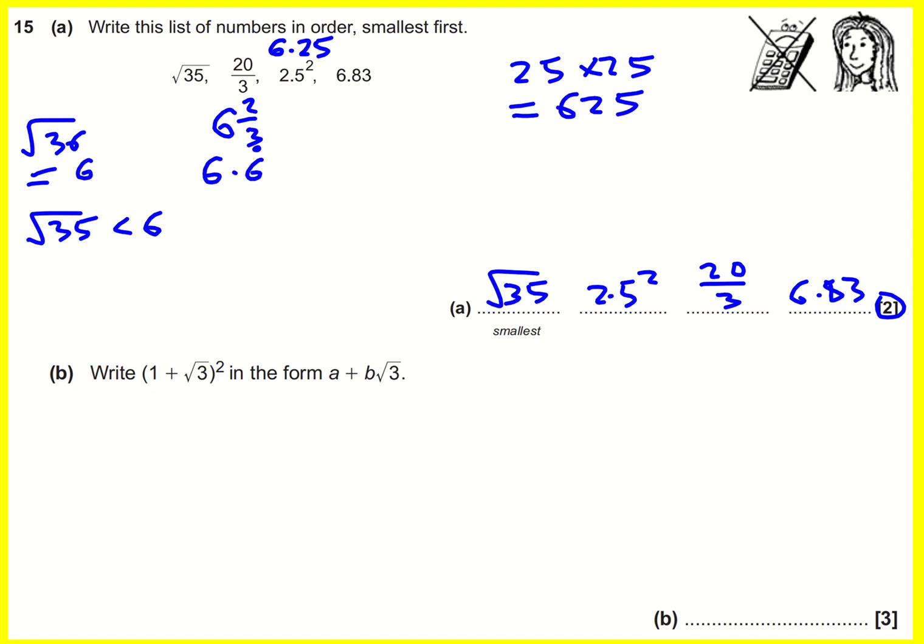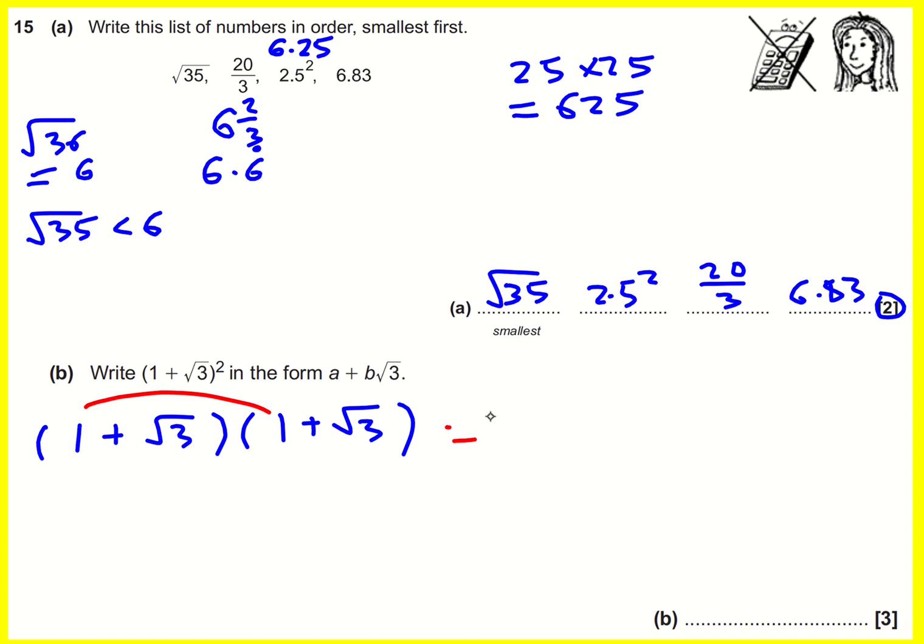Okay, now we've got a surd, and we're squaring it, and we're trying to write it in the form a plus b root 3. The key thing in this question is to remember, if we're squaring a bracket, we actually have a double bracket, like so. And then it's a case of multiplying out the double bracket, just remembering crab claws.